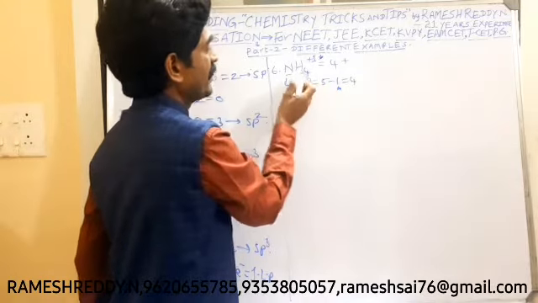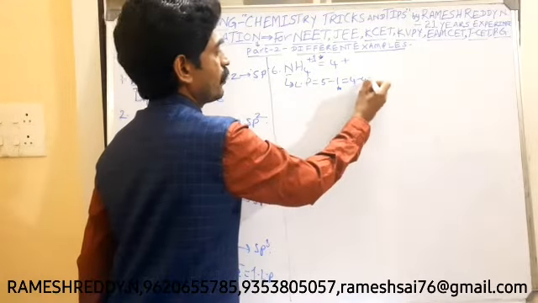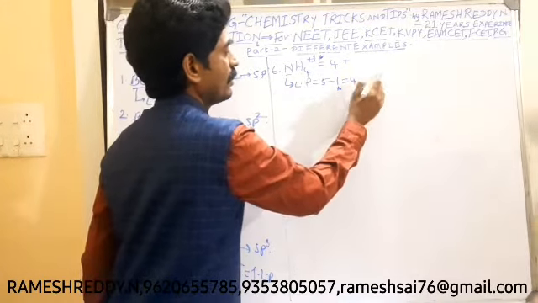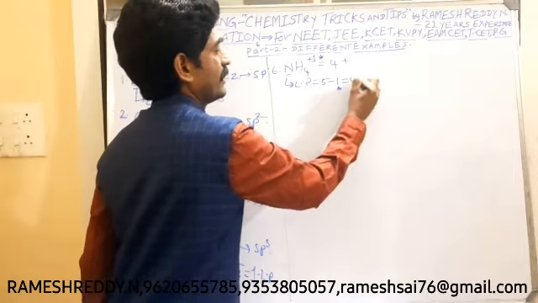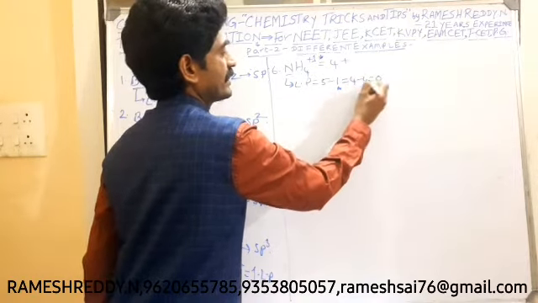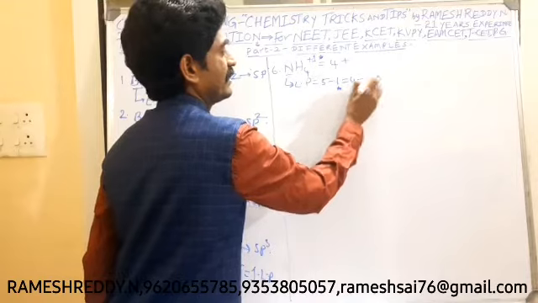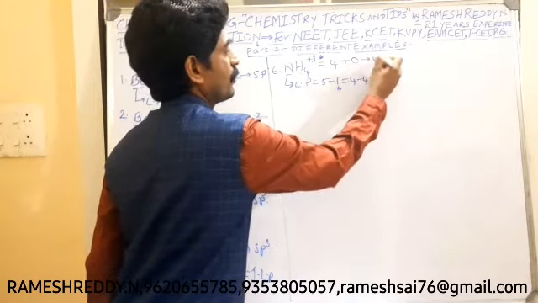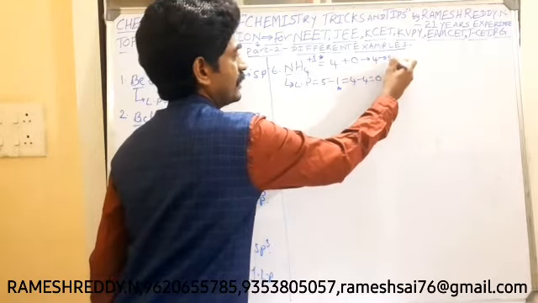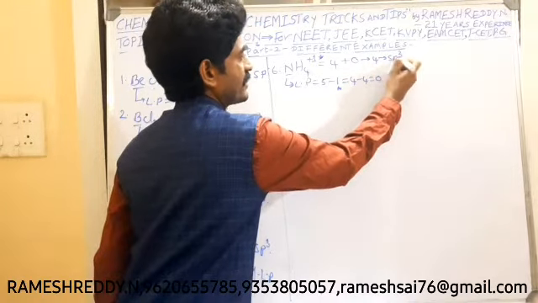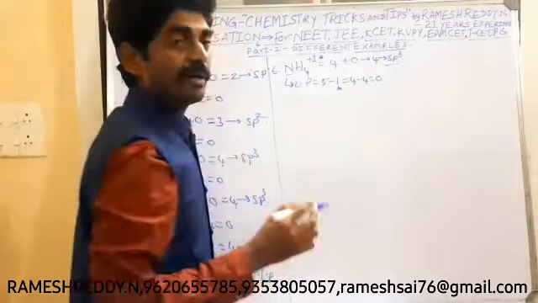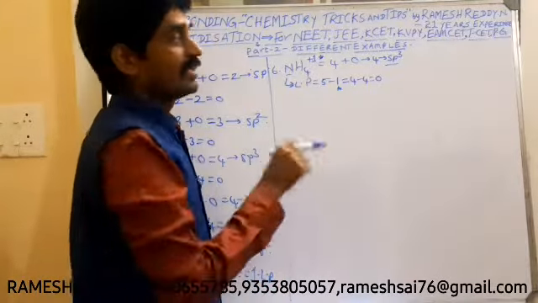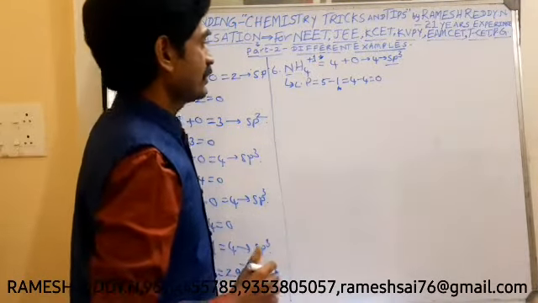You get 4. Then bonded atoms 4. So 4 minus 4, 0. Then you get that value, you have to apply here. That is 4 plus 0. Then the value you get is 4. Then the molecule undergoes sp3 hybridization. sp3: 1 s orbital, 3 p orbitals, totally 4. That is sp3 hybridization. Got it.